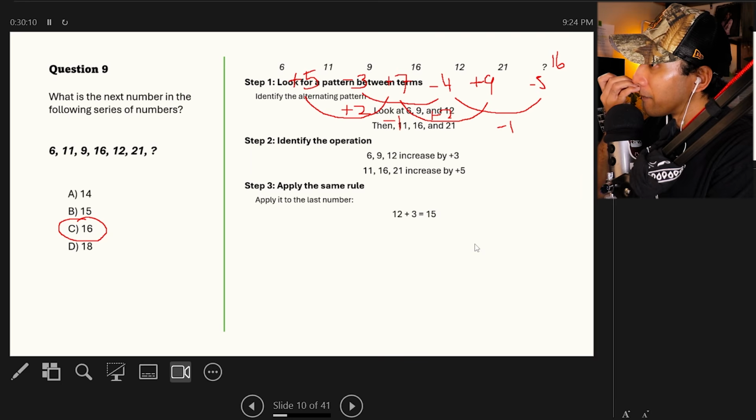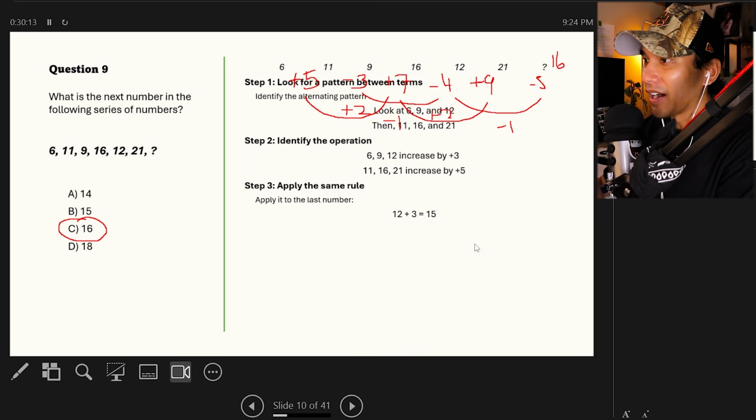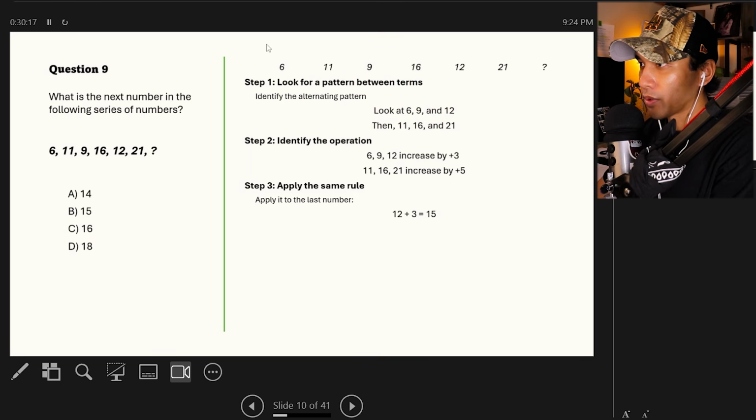Don't copy me there. But again, what I want you to do is screenshot this, put it into ChatGPT, ask ChatGPT to make you a different problem, increase the difficulty if necessary, and keep practicing. Okay, next slide.